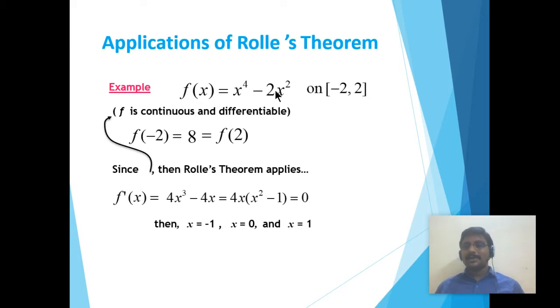All the three values lie in the open interval minus 2 comma 2. It is enough if one value exists in the open interval minus 2 comma 2. But here all the 3 points lie in the open interval minus 2 comma 2. Hence Rolle's theorem is strongly verified.